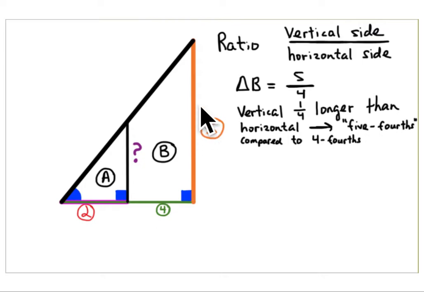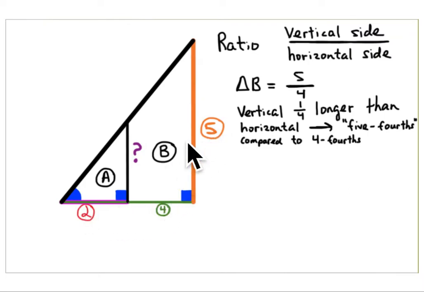So this vertical length is 1/4 of the horizontal length longer than the horizontal length. Well, the horizontal length is 4 units. 1/4 of 4 is 1 unit. You add that 1 unit to 4 units this way, and you're going to get an answer of 5 units. So the vertical length is 1/4 of the horizontal length longer than the horizontal length, because it's 5/4. This ratio is 5 to 4.